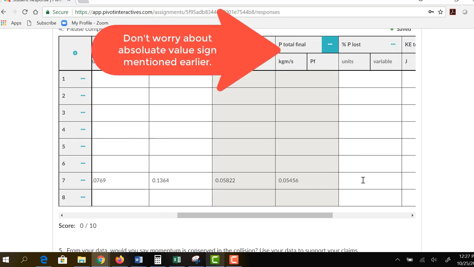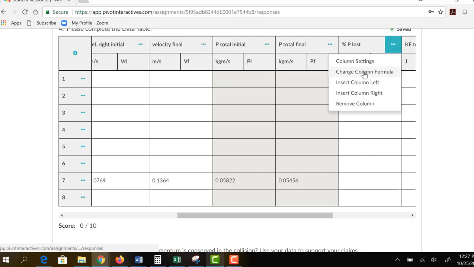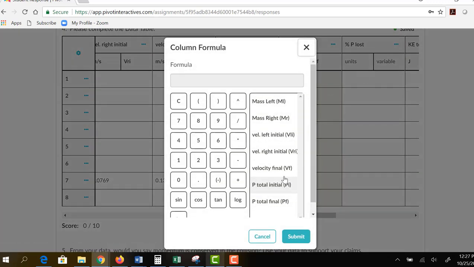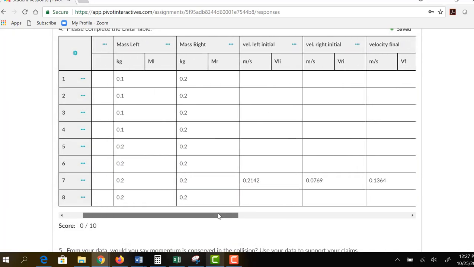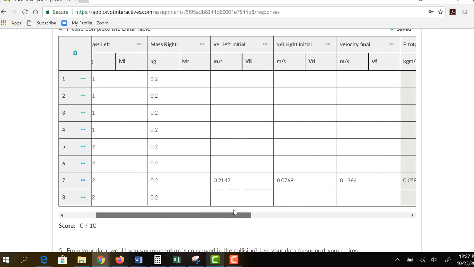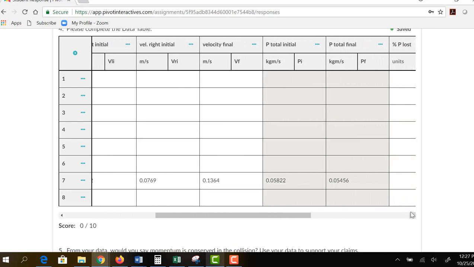You'll also have to calculate the percent momentum lost. I showed you how to do that in the first part. I recommend just doing it with the formula here. You know, again, go up here, change column formula, and you can pick anything you want here, and it'll do it really easily for you. So when you populate these other cells, so say you go back and you do the other trials, once you put the numbers in here, it should give you the final momentum and the initial momentum. Okay, and you can see it's changed colors here.